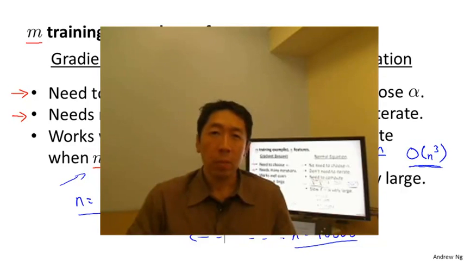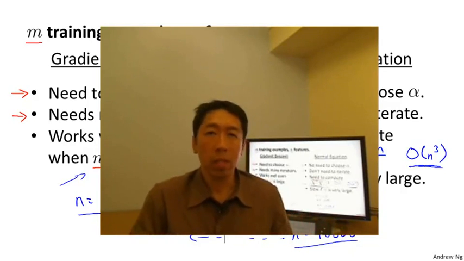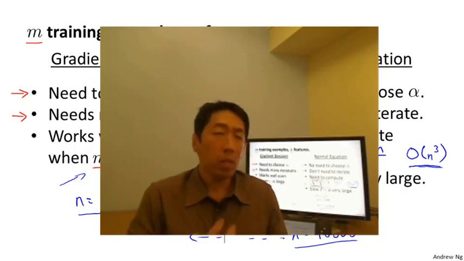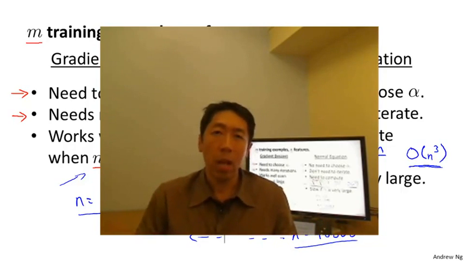To preview some ideas that we'll talk about later in this course, as we get to the more complex learning algorithms, for example, classification algorithms like logistic regression, we'll see that the normal equation method actually does not work for those more sophisticated learning algorithms, and we will have to resort to gradient descent for those algorithms. So gradient descent is a very useful algorithm to know, both for linear regression when we have a large number of features, and for some of the other algorithms that we'll see in this course, because for them the normal equation method just doesn't apply, it doesn't work.